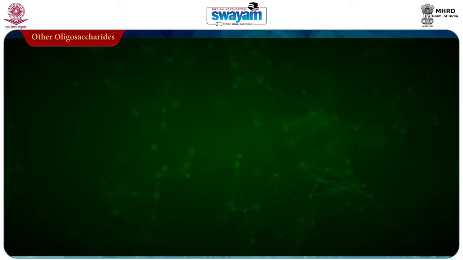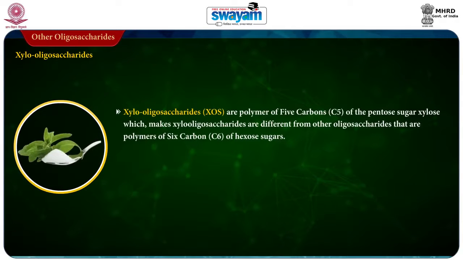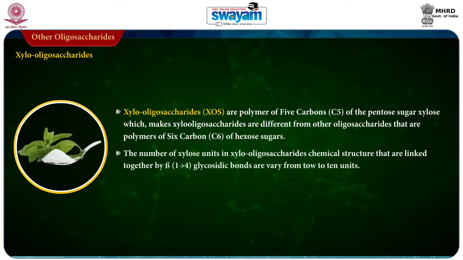Now learners will be learning about other oligosaccharides, which include xylo-oligosaccharides. Xylo-oligosaccharides are polymers of the 5-carbon pentose sugar xylose, which makes xylo-oligosaccharides different from other oligosaccharides that are polymers of 6-carbon hexose sugars. The number of xylose units in the xylo-oligosaccharide chemical structure, linked together by beta 1,4 glycosidic bonds, varies from 2 to 10 units.